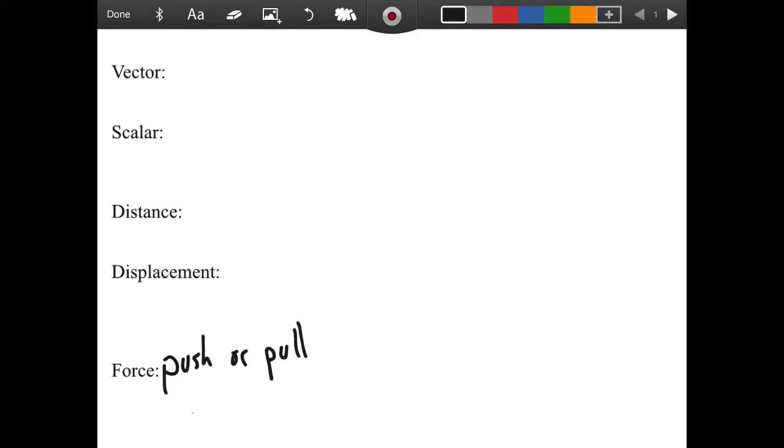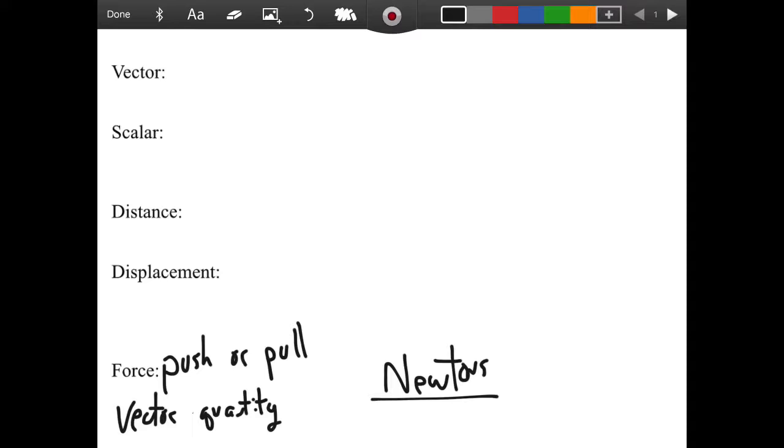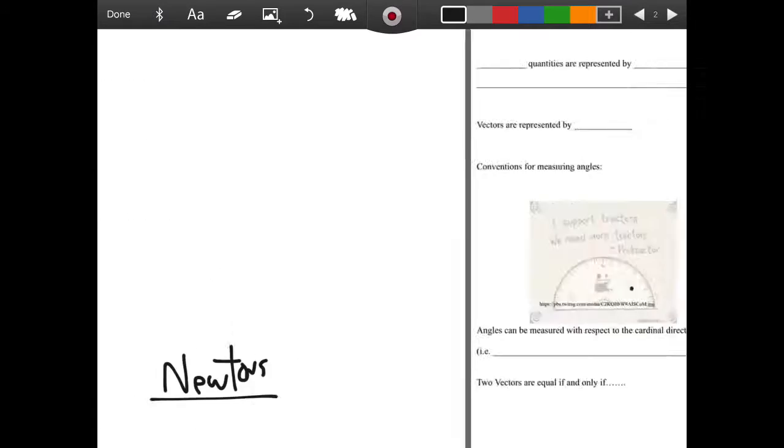Very simple, but it's important to have a little definition before we get into vectors, because a force is a vector quantity. Again, that means it has magnitude and direction. And a force is going to be measured in what's called newtons. And we're going to do a lot with forces this year, I promise you that.